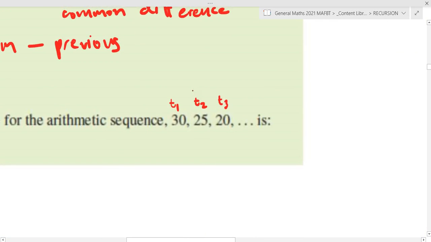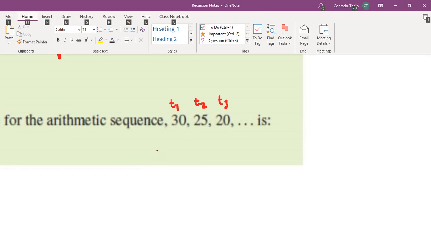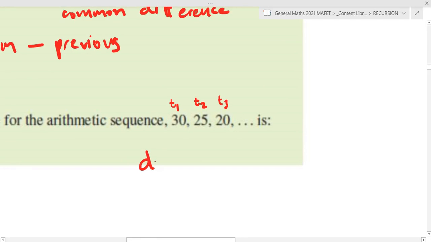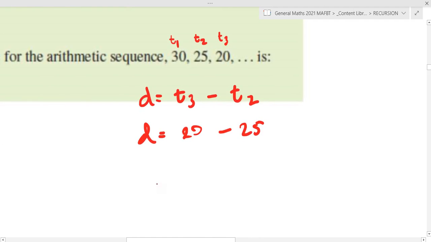So for this sequence, I want to find my common difference. I'll go D equals. As a rule, you don't have to write any term minus previous. You can just go straight into, I'll go T3 take away T2, for example. So that means the common difference will be 20 take away 25. And the D, or the common difference, is -5.